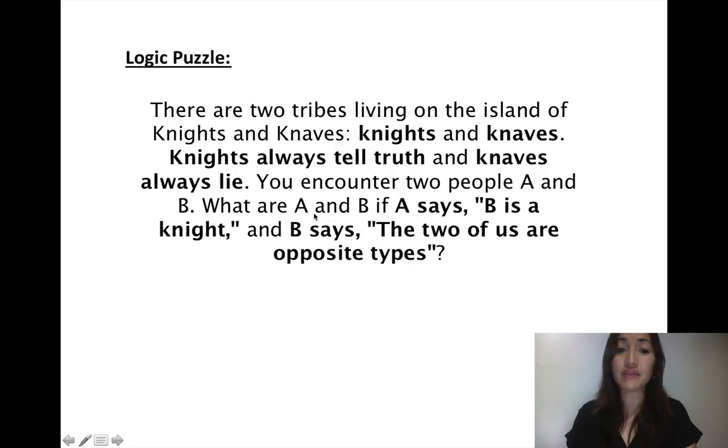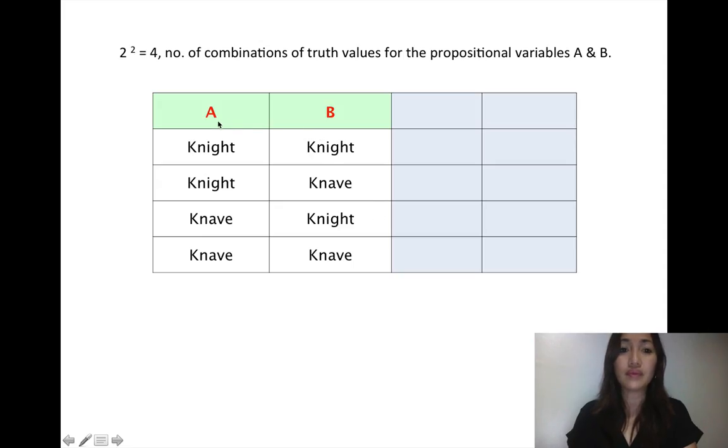To get the types of A and B, I created this truth table. Given the propositional variables A and B, I came up with 4 combinations. First combination, A is a knight and B is a knight. Second, A is a knight and B is a knave. Third, A is a knave and B is a knight. And fourth, A is a knave and B is a knave. Note that I used knight and knave instead of T and F values for easier understanding.